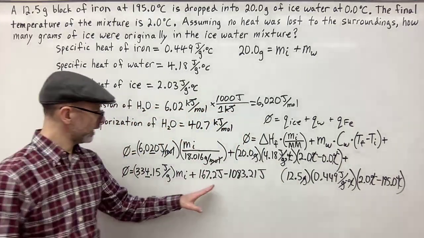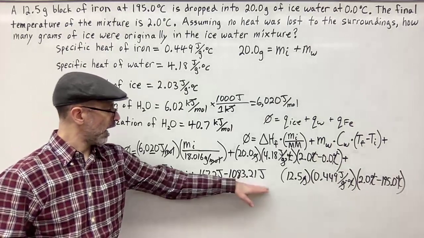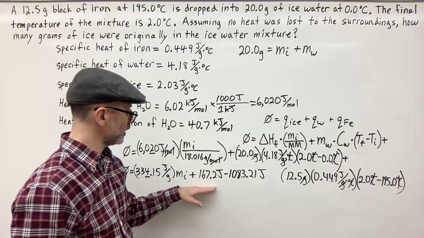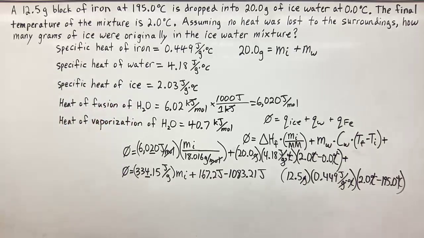Excellent. So now that I have joules here and joules here, I'm going to add these together to get the full amount here. And when I add those together, I get negative 916.01.